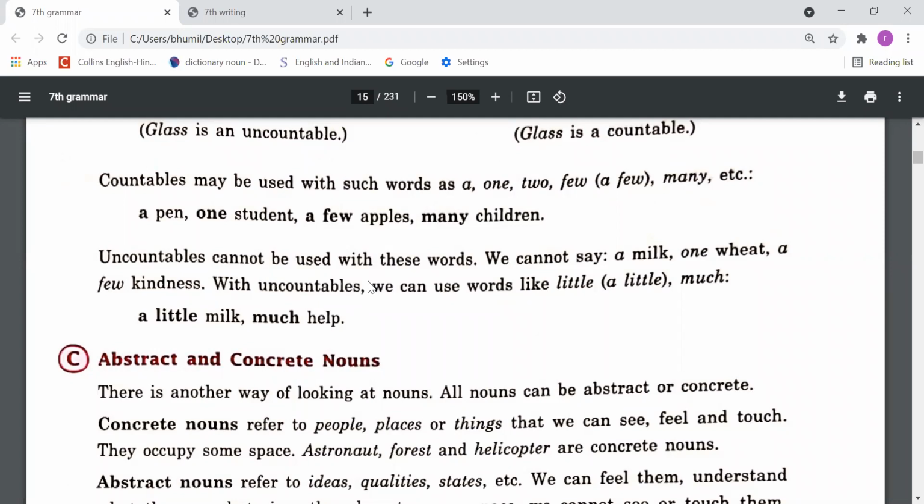So dear student, we have to understand that these words, a, one, a few, many, we can't use with uncountable things. These things are uncountable. With those things we can't use a, one, a few, many. Like, can we say, please give me a milk? No, we can't say. We can say, yes, please give me some milk. Please give me a little milk. So a little, much, and some we can use for uncountable things. But a, one, a few, many, these words we can't use with uncountable things, right?